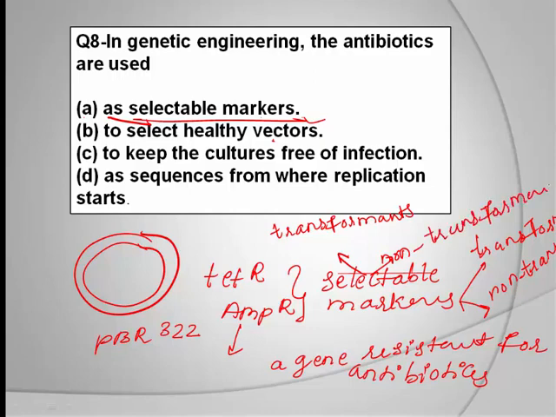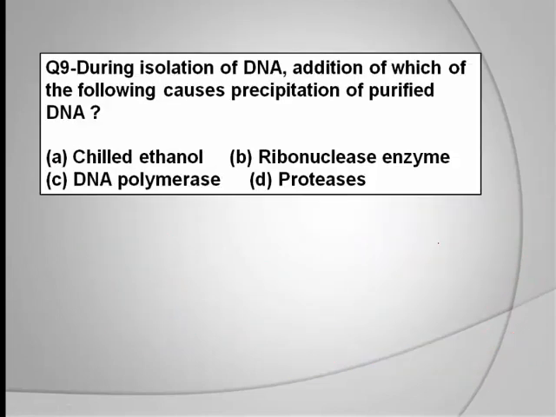non-transformants. So to differentiate transformants and non-transformants, we are making use of a selectable marker. Antibiotics are used, an antibiotic resistant gene is used as the selectable marker, and the selectable marker helps to identify transformants and non-transformants, so that transformants are further selected and cultured on a suitable culturing medium to get the desirable product. So moving to the next one.